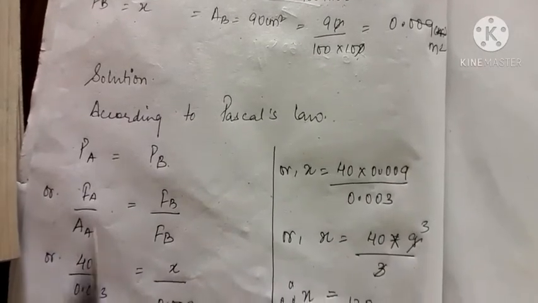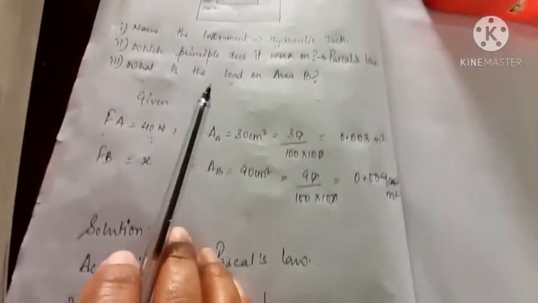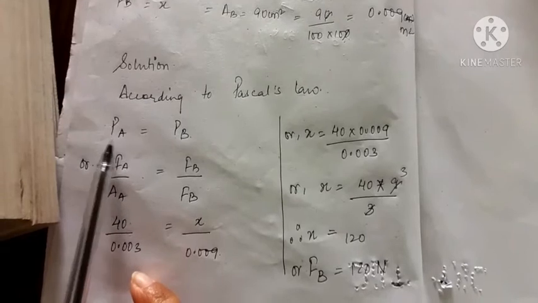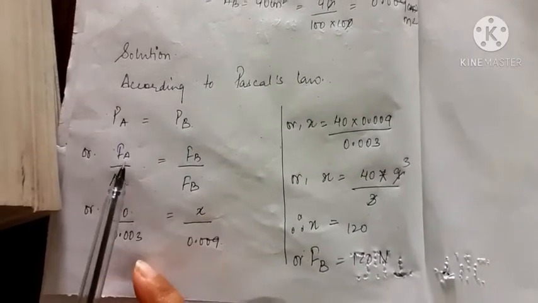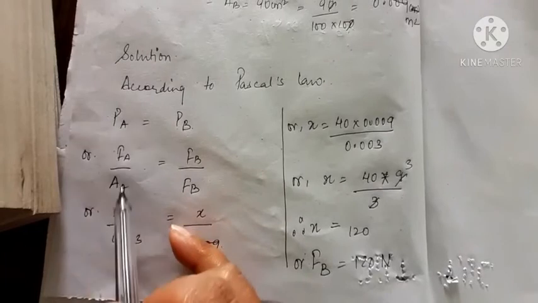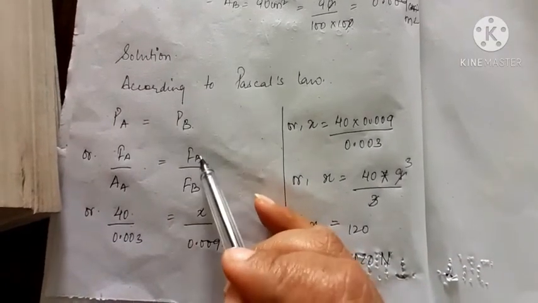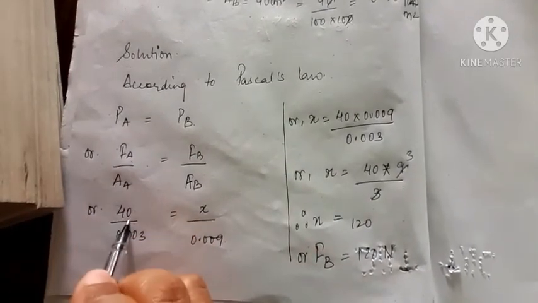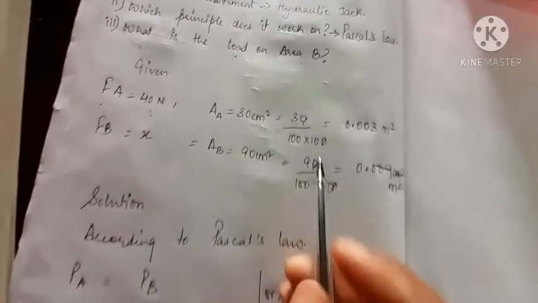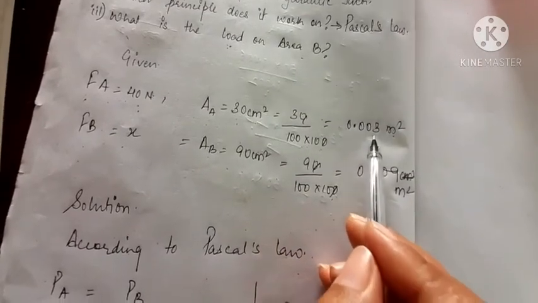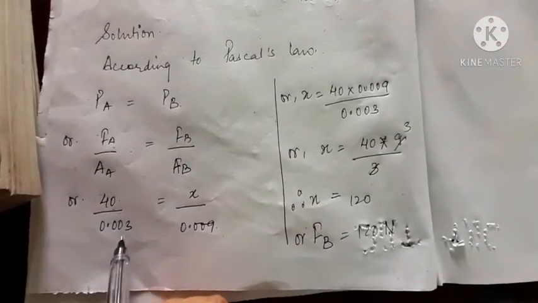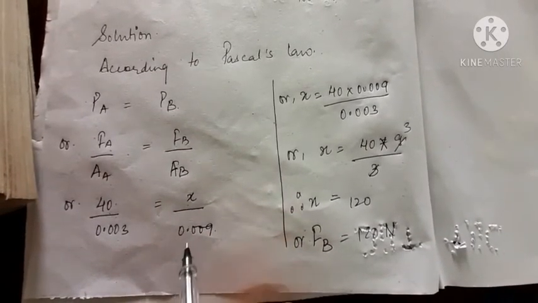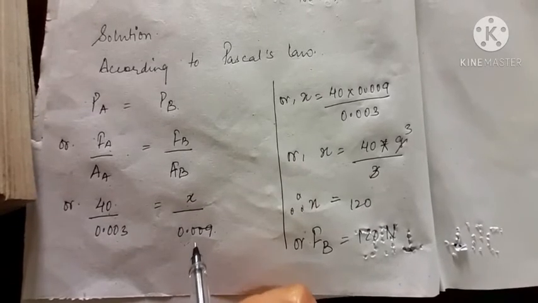Okay, so the solution for this problem is, since this instrument is based on Pascal's law, I'm going to use Pascal's formula. Pascal's formula says that pressure in A is equal to pressure in B. So I use the formula for pressure, that is force divided by area. For B also, force of B divided by area of B. Force in A is 40 Newton divided by area in A, which I just did here, 0.003 meter square, equals force in B, which I have to calculate, divided by area in B, 0.009.